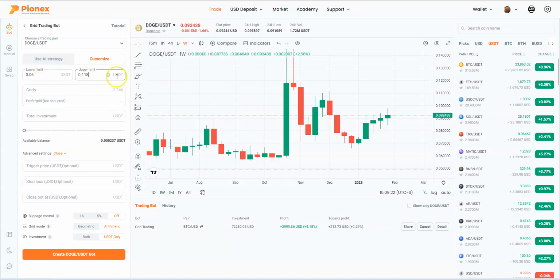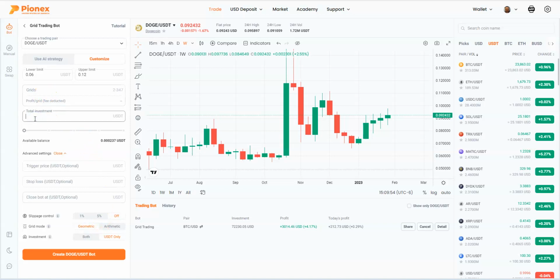So we've done our research. We've decided we're going to go with this range: a lower limit of 6 cents, an upper limit of, we can kind of round that off and just say we're going to go 12 cents. So we've got a 6 cent range, which is pretty high. That covers the last 6 months. That covers the low and the high of where the token has been. I always try to put in my dollar amount here that I'm going to trade before I do my grids.